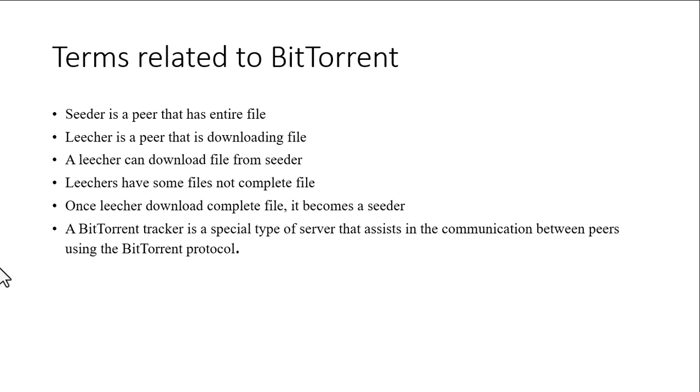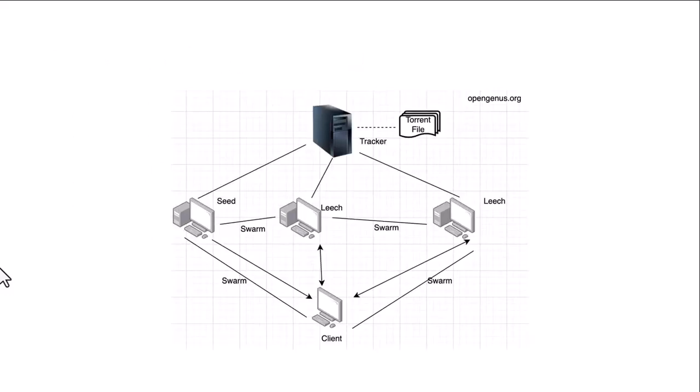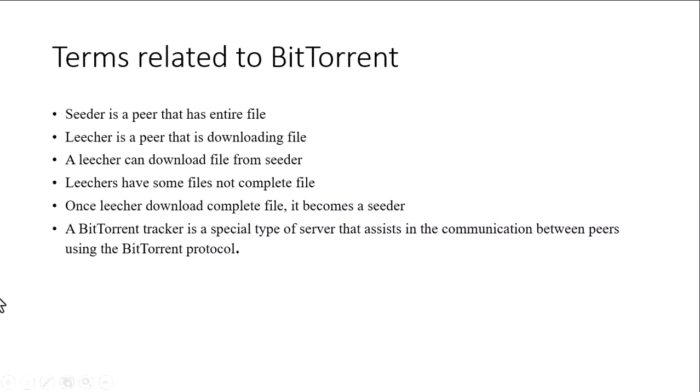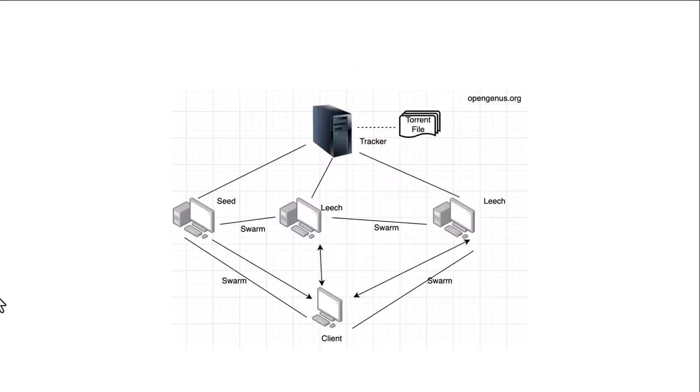A BitTorrent tracker is a special type of server that assists in the communication between peers using the BitTorrent protocol. So we have a seeder and we have a leecher here. The leecher is downloading the file, and the seeder is a provider. If we come to this slide, a tracker is a special type of server that assists in communication between peers using the BitTorrent protocol.